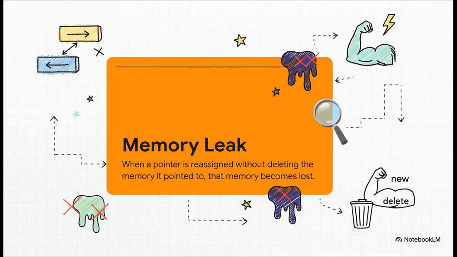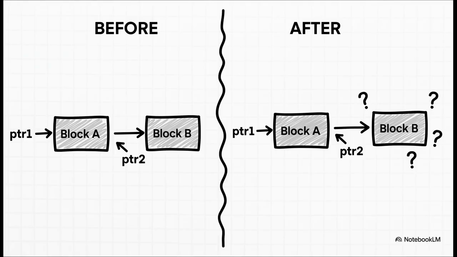The best analogy is a rental car. Use new, and the system gives you back a pointer. That's your car key. A memory leak happens when you lose the key before you return the car. The car is still out there, taking up a parking space, but nobody, not you, not the system, can ever use it or return it for as long as your program is running. And here's a classic way it happens. Imagine ptr2 is holding the key to memory block B. Then you just reassign ptr2 to point to block A instead. Well, what happened to the key for block B? It's just gone. You dropped it, and now block B is orphaned memory, lost forever, leaking from your program.